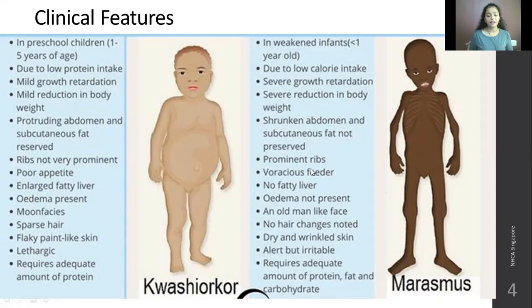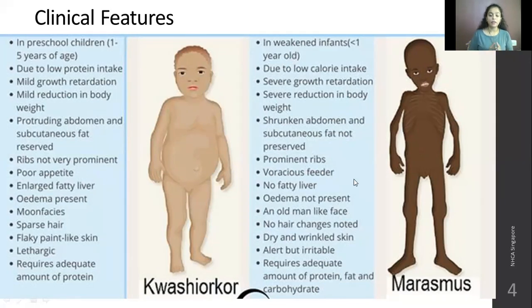The child who's having marasmus is hungry all the time. But here in kwashiorkor, the child has no appetite. Okay, enlarged fatty liver. Marasmus, there is no fatty liver, because fatty liver means fat cells are deposited on the liver tissue. Okay, that is what we call a fatty liver.